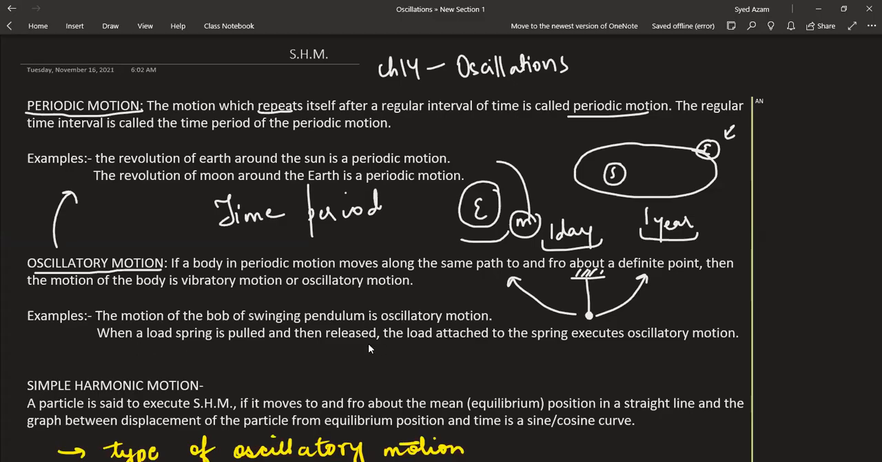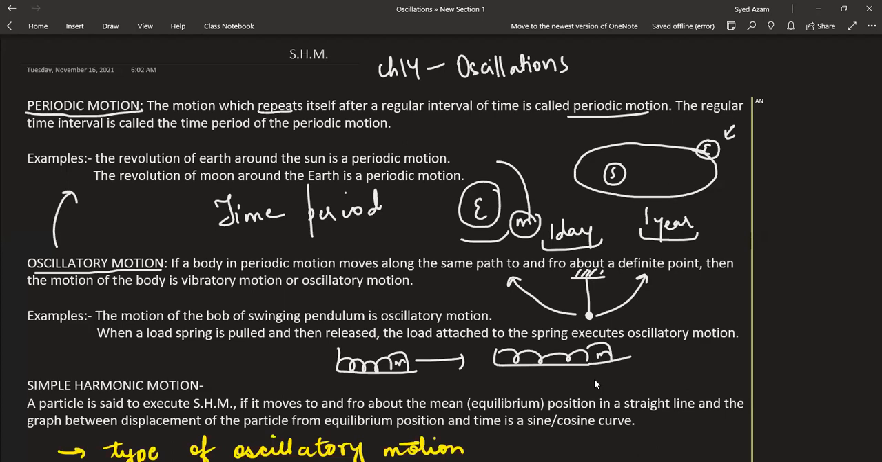When a loaded spring, loaded with a mass, is pulled and then released, it will expand, contract, then expand, contract, until all the momentum it has gained is lost and the energy is converted. It will keep moving like this, bouncing back and forth. That is an oscillatory motion.